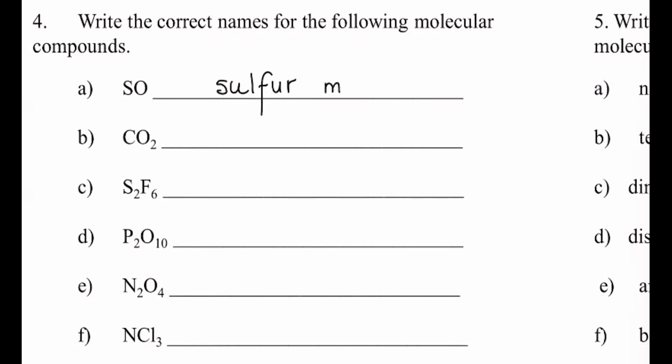This is sulfur monoxide. Again, one oxygen, mono. And then oxide is the second word. So we delete the first vowel. So the ending of mono, and then this is monoxide. Number 2, this is carbon dioxide.